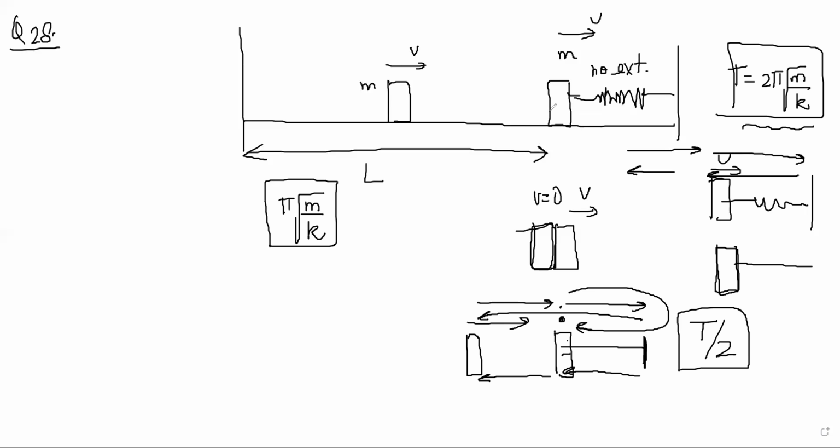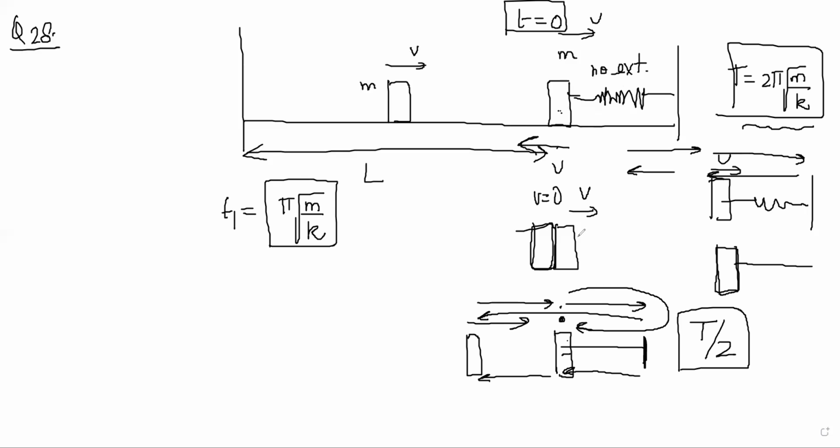So let's start measuring our time from this moment, the first collision. After that, we'll see when the system repeats itself. So pi root m by k is the first time that came. Then this acquired a velocity of v.